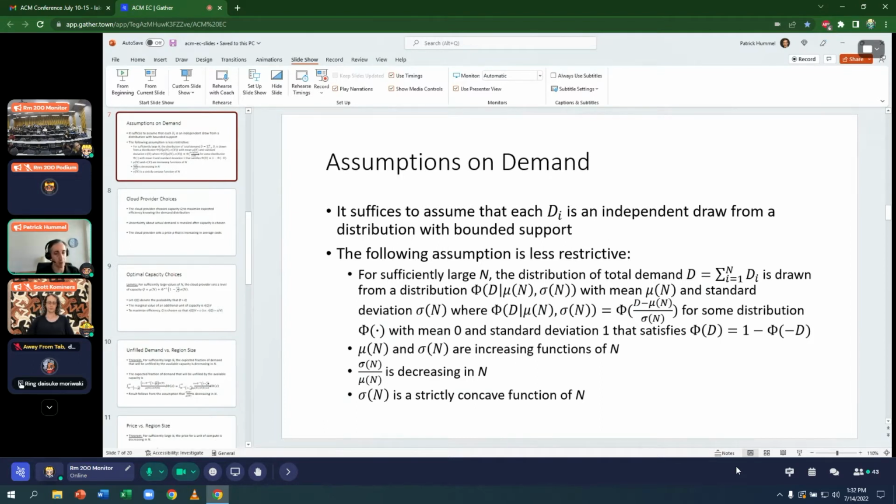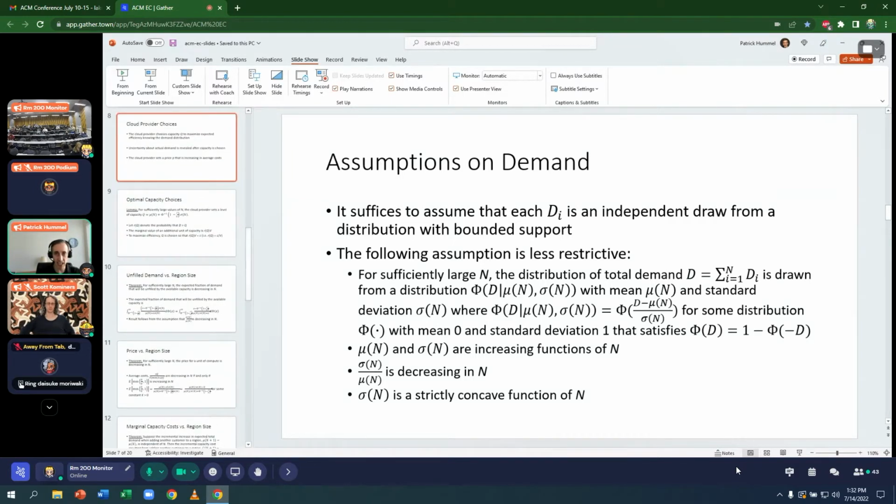We just assume that for large numbers of customers, the distribution of total demand will converge to some distribution with mean mu of n and standard deviation sigma of n, where mu and sigma are increasing functions of n. The ratio of sigma to mu, so the ratio of the standard deviation to the mean, is decreasing in n, and then sigma is a strictly concave function of n.